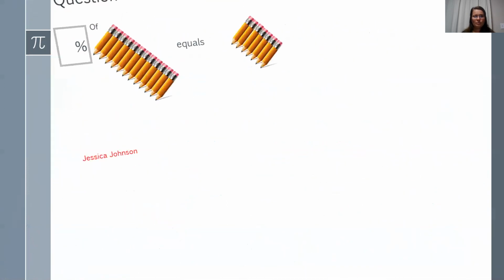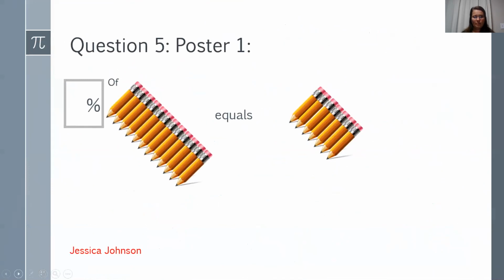And here is my poster for part 1 of question 5. Blank percent of 12 pencils equals 7 pencils.